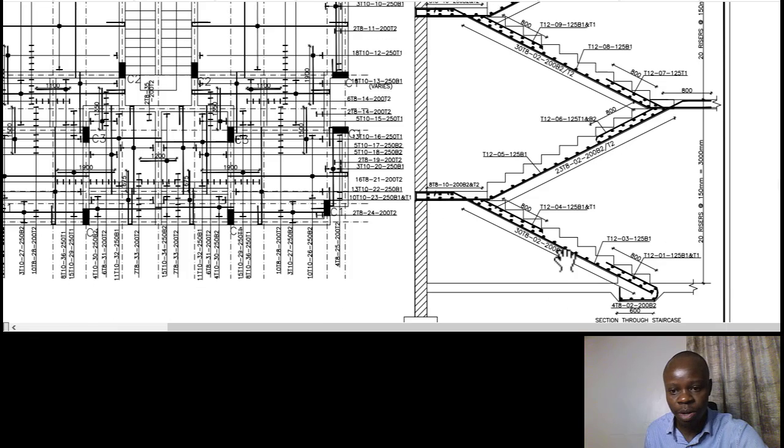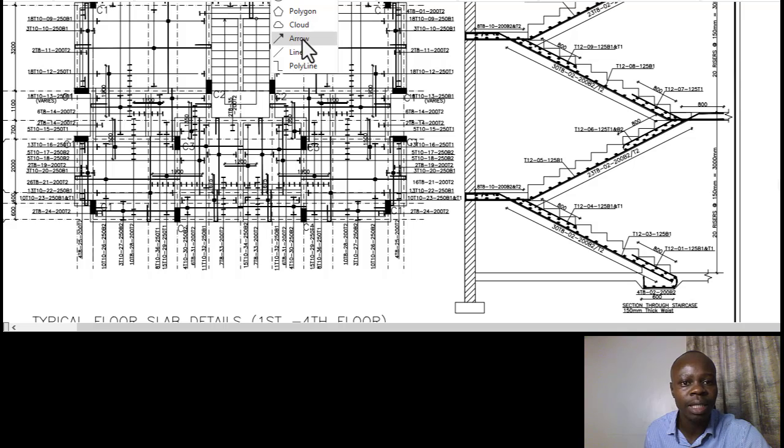So in other words, look at this arrow. This arrow shows you how the staircase is moving. It means the base of the staircase is here, from this thicknessing that has been indicated. Let me get an arrow so that you are able to see that better. The thicknessing is the base that is supporting the staircase. Basically, that is where the staircase is starting from.